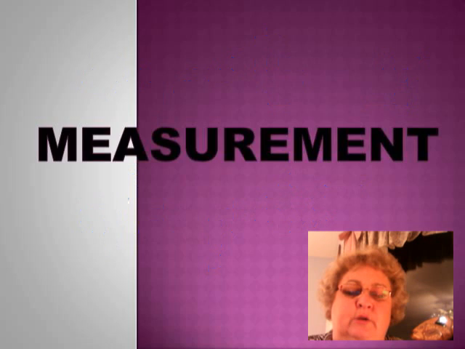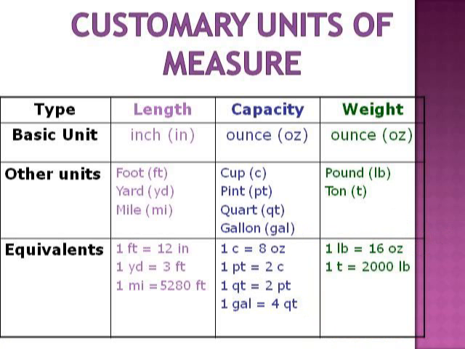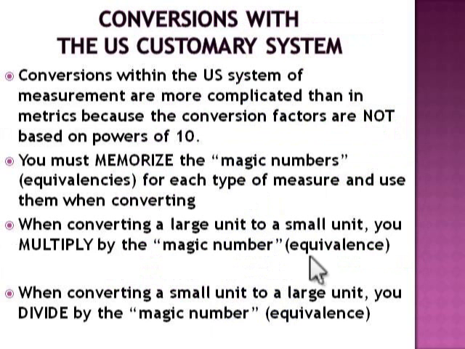All right, so once again, I just want to remind you the magic numbers for capacity are in the chart that I gave you, and the magic numbers, or the equivalencies of weight, are also in the chart. So I'll be using those in the explanation. You need to memorize those equivalencies, and you also need to memorize that when you're converting a large unit to a small unit, you multiply, and when you're converting a small unit to a large unit, you divide. All right, so let's get started.